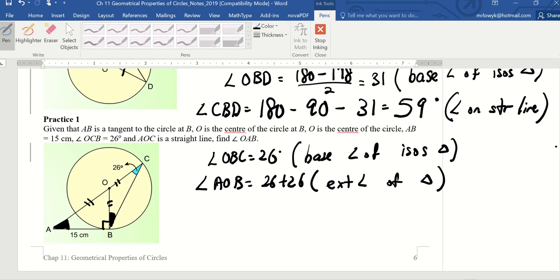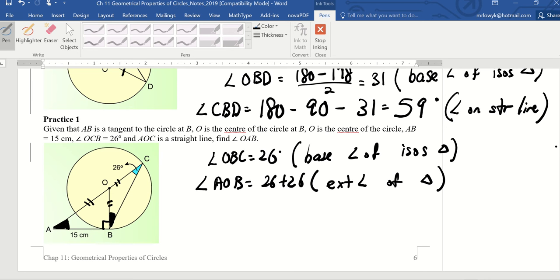Minus 26, also can. Zahira got a new method. Zahira says, teacher, can I take 180, this big giant triangle, minus 26, minus 26, minus 90 to get this? Can, also can. So there are millions of ways to do circle, and that's why it is very confusing. But that is also why it's very interesting.